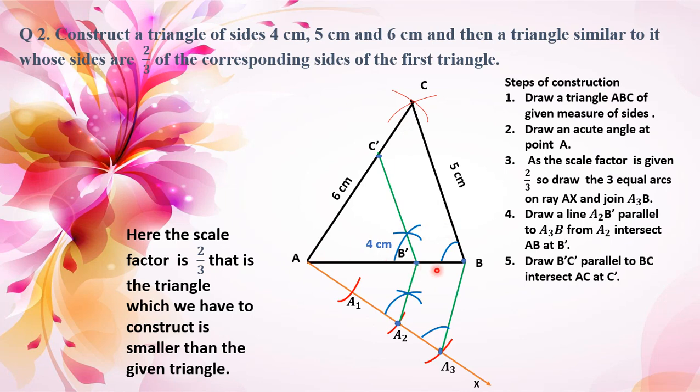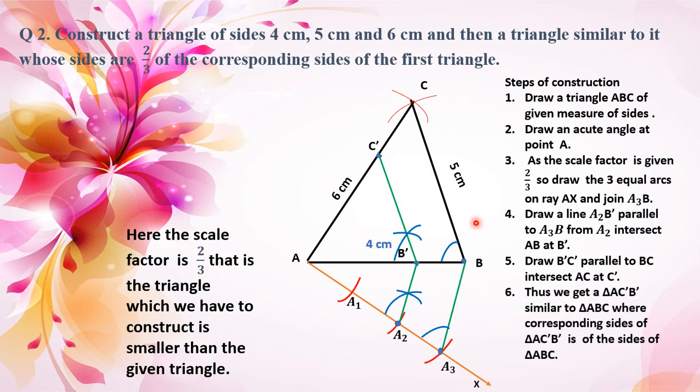So in this way we have to construct the triangle. As the scale factor is given, compare the numerator and denominator. If the numerator is less than the denominator, the new triangle will be inside the given triangle, or smaller than the given triangle. If the numerator is greater than the denominator, then the triangle which we have to construct is bigger than the given triangle. So in this way we have the triangle AB dash C dash similar to triangle ABC.